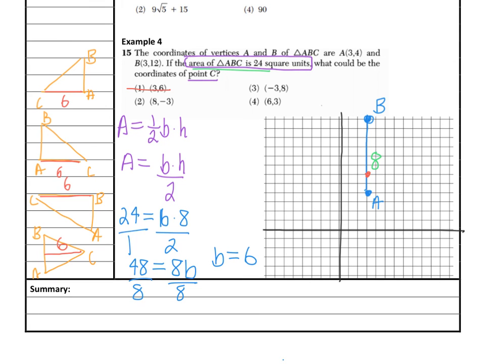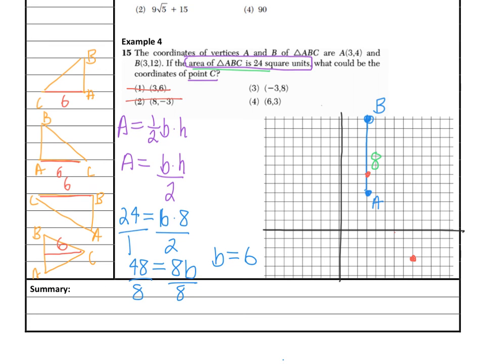(8, -3). 1, 2, 3, 4, 5, 6, 7, 8, and then 1, 2, 3. That would mean my triangle would have to look something like this. Like that, and the height of our triangle, so from A to the top, is definitely not 6. If I was to count, it's 1, 2, 3, 4, 5 maybe. All right, so we're going to undo that. I've got to hit undo a lot of times. Okay, so choice 2 did not work.